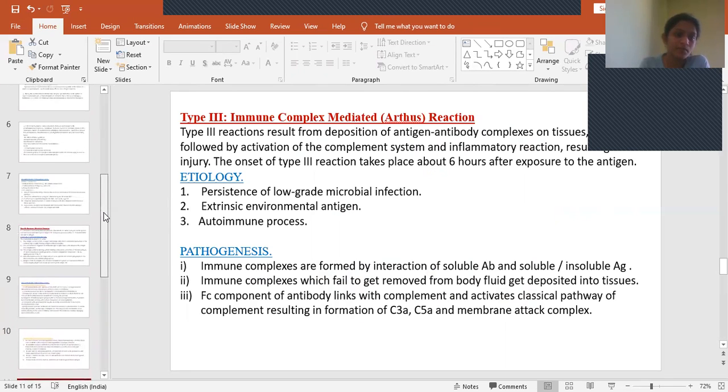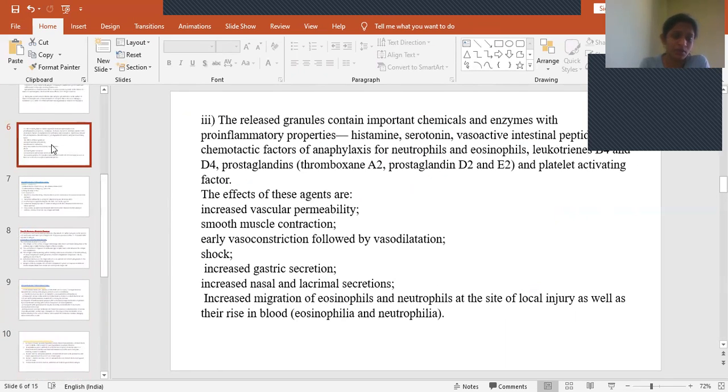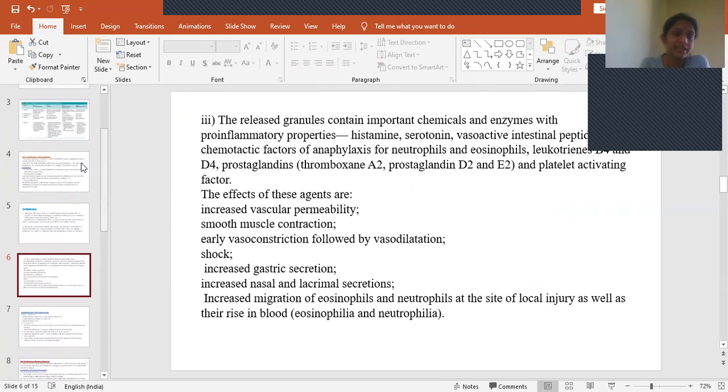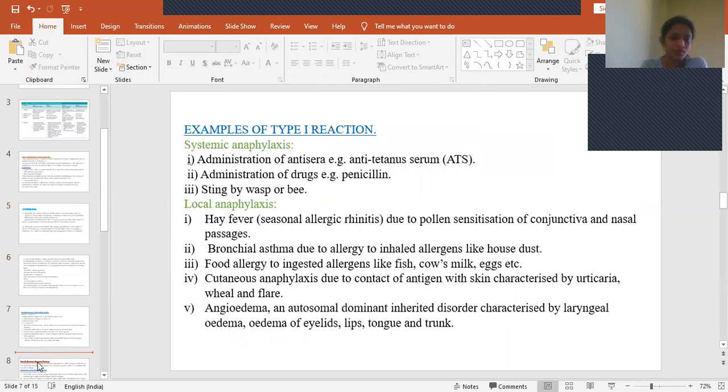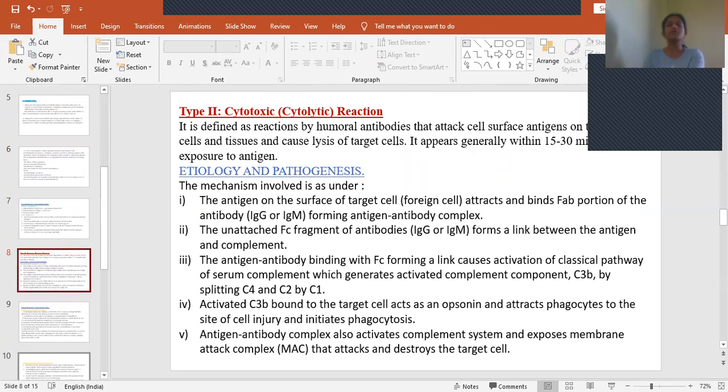Okay. And then coming to type 2 hypersensitivity reactions. Type 2 hypersensitivity reactions are also called cytotoxic reactions. So cytotoxic reactions are brought about by what kind of cells? T lymphocytes. So what do they do? They cause direct damage of the cell. This kind of reaction will be seen within 15 to 30 minutes of exposure to antigen.